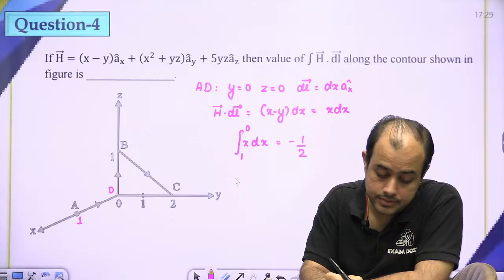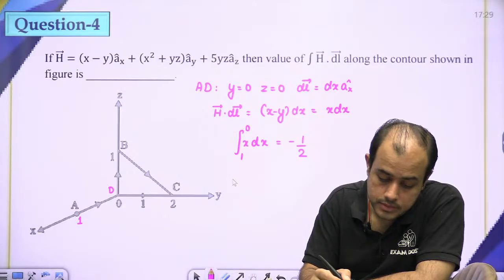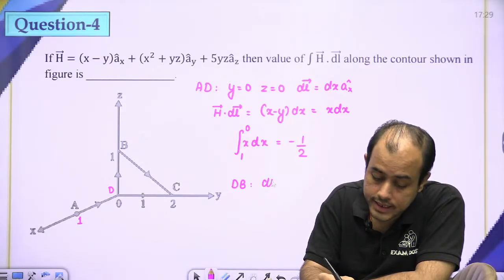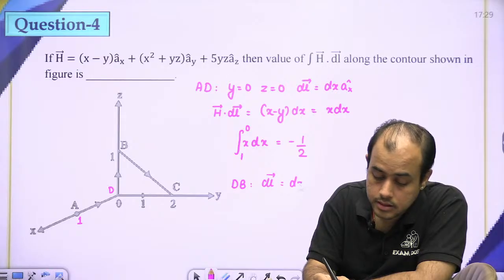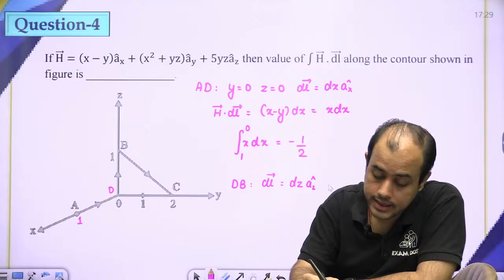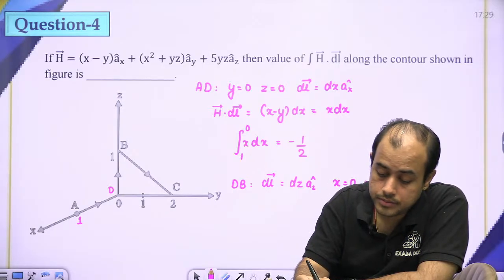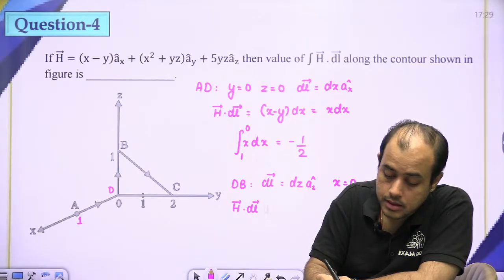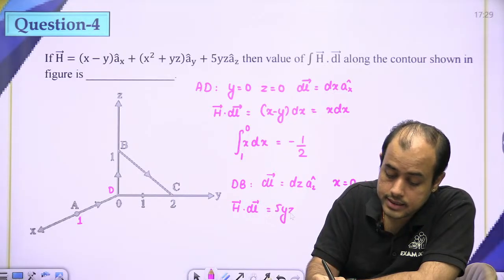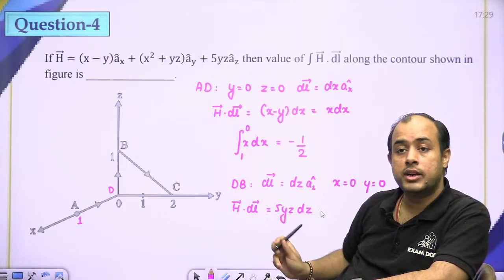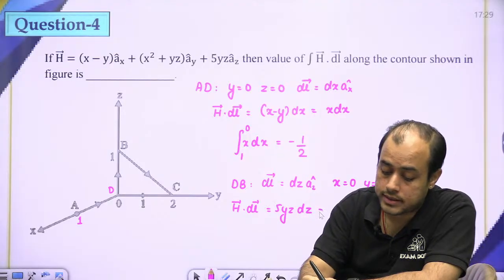Then next, you go from D to B. You are moving along z-axis, so dz az cap, and x is 0, y is 0. So H dot dl is 5 y z dz. I will take the dot product with the z component. Now because y is 0, this is 0.